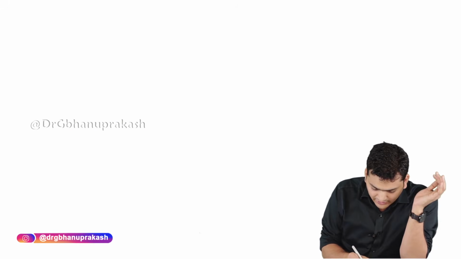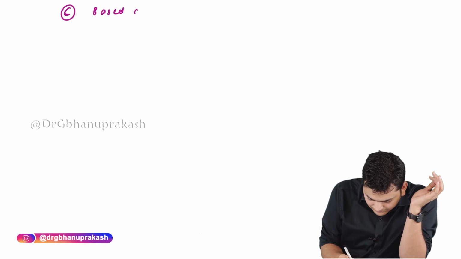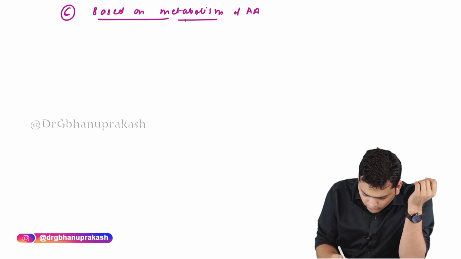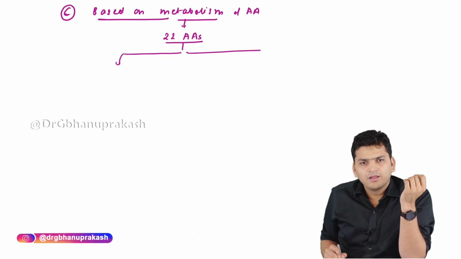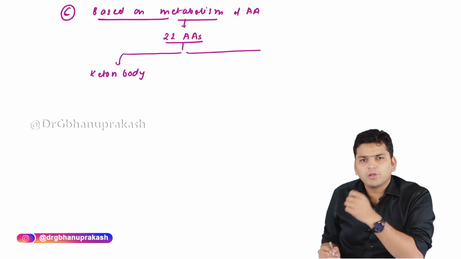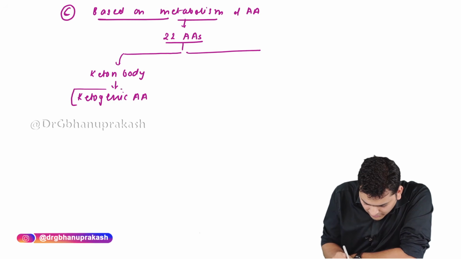The third type of classification that we are going to discuss is based on the metabolism of amino acids. When you metabolize these various 22 types of amino acids, you are going to notice that we can get several types of metabolites, and one of them is ketone body. If you generate ketone body from amino acid metabolism, such amino acids are called ketogenic amino acids.